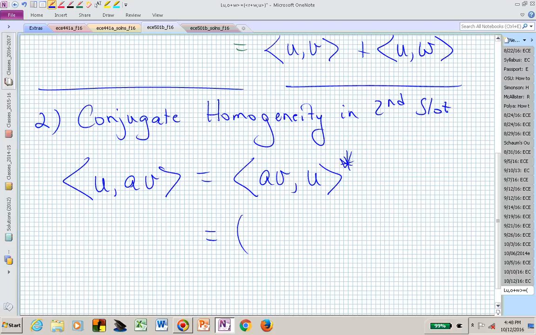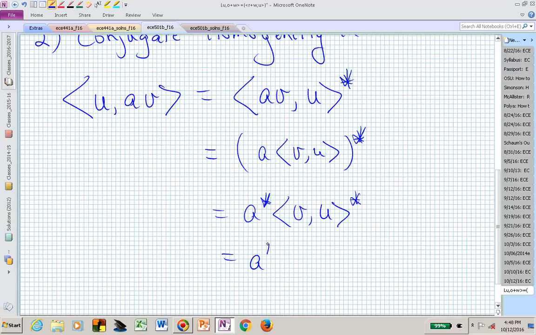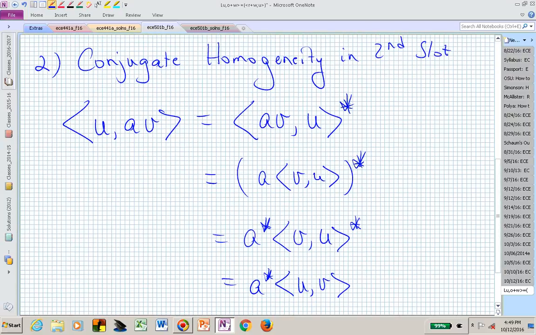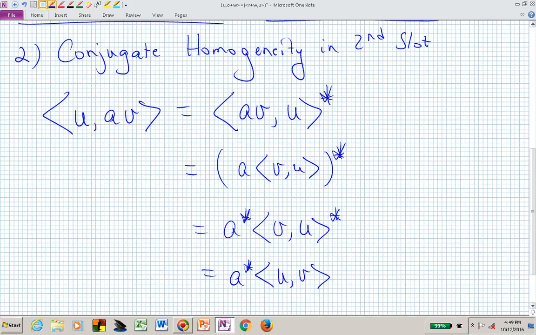But we now know how to deal with a scaled first vector, or first slot. What did we say we had relative to the first slot? We have this homogeneity of our first slot. So let's now say that we have a pulled out of that inner product because we have homogeneity of the first slot, and now we can conjugate the product, or we now have a star times the inner product of u, v, and that now shows that we have conjugate homogeneity of the second slot. So if you have something in the second slot scaled, you can pull that scalar out, but you have to conjugate it. We just demonstrated that.